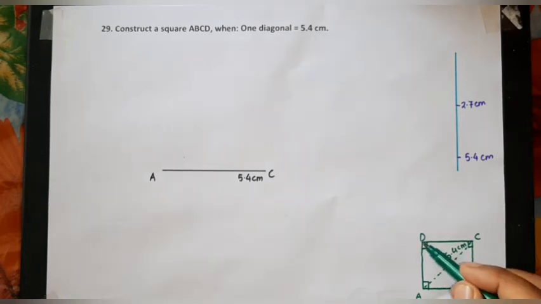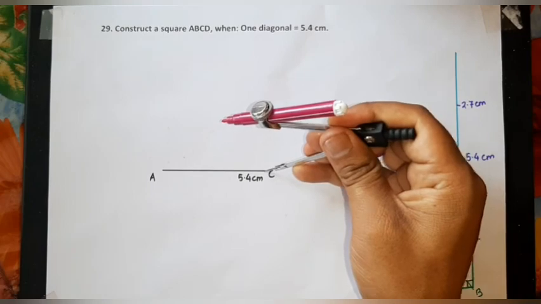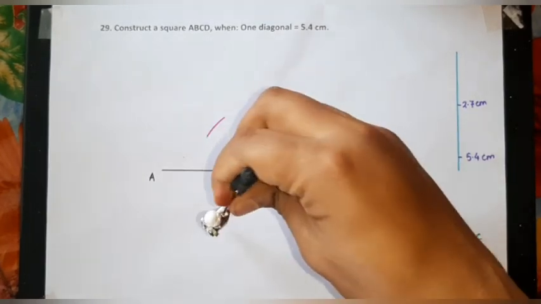Now if this is my other diagonal, this is also 5.4, right? Both the diagonals will be of equal length, so from here to here it's going to be 2.7, and from here to here also it's going to be 2.7. So let me take one of the diagonals, that's AC, and let me draw a perpendicular bisector of this. To draw the perpendicular bisector, I need to take the radius slightly greater than the midpoint.